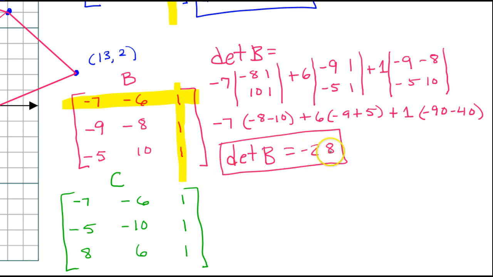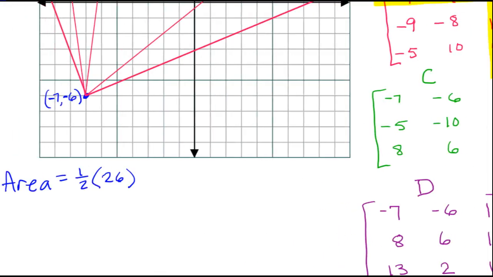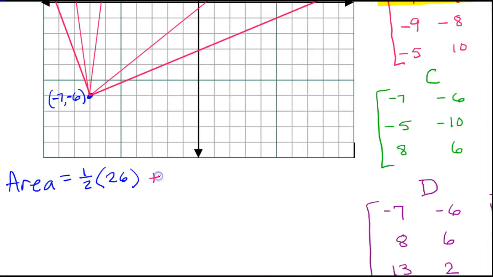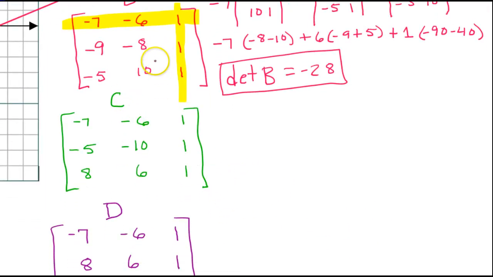So the determinant of B is negative 28. So I'm going to add that to my area expression by doing half. Now, I got negative 28, so I'm going to put positive 28. You always put positive because area is always positive. All right, now I'm going to move on to matrix C. And once again, I will just use the top row for my cofactors.